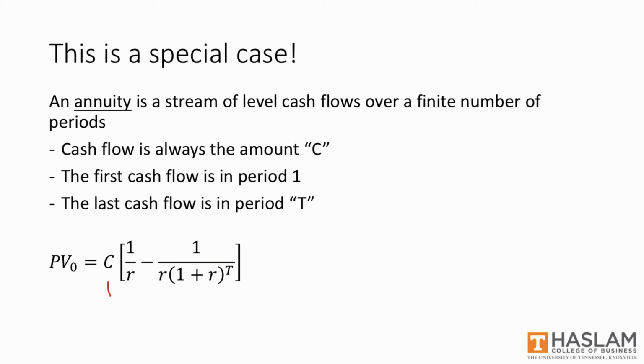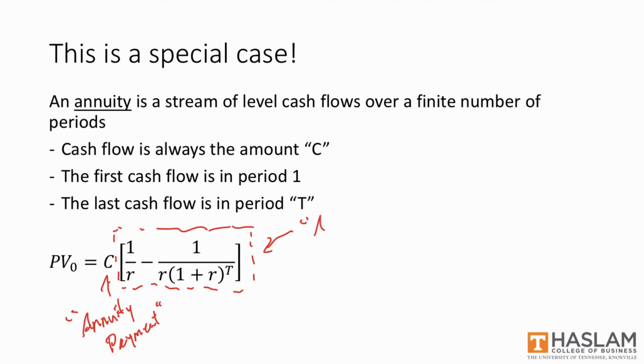A couple of components. First, this C, you might refer to this as the annuity payment. And then the second component is this big term in brackets, and one might refer to that as the annuity factor. So what's the present value of an annuity? It's the annuity payment times the annuity factor.